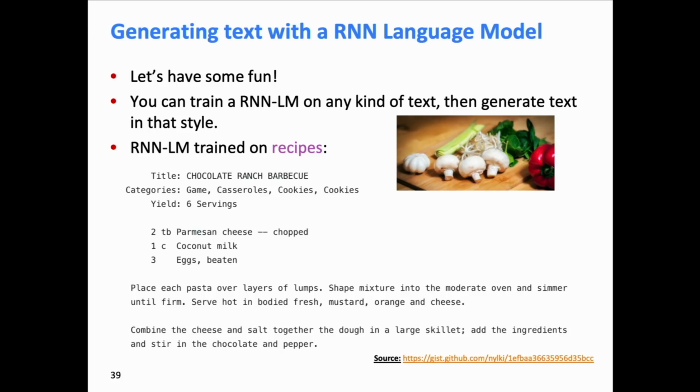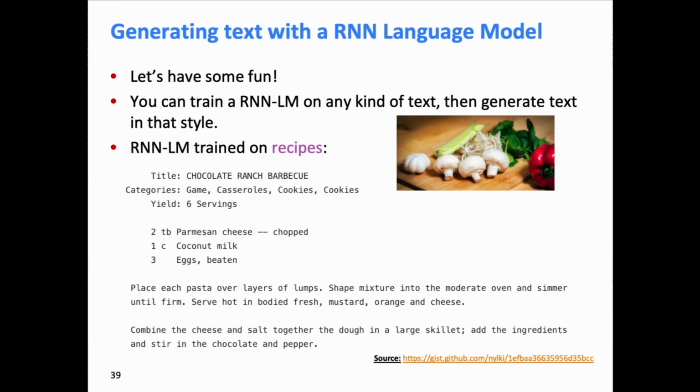So one thing that I think is even more clear here in the recipes example than the prose example is the inability to remember what's happening overall, right? Because a recipe, you could say, is pretty challenging because you need to remember the title of what you're trying to make, which in this case is Chocolate Ranch Barbecue, and you need to actually make that thing by the end. You also need to remember what were the ingredients at the beginning and did you use them.